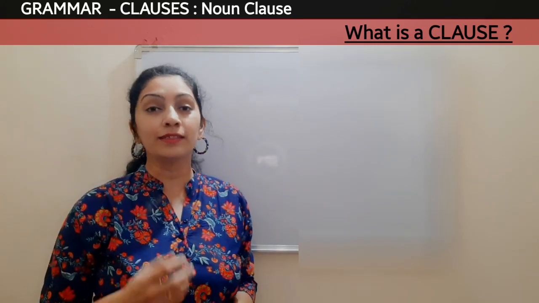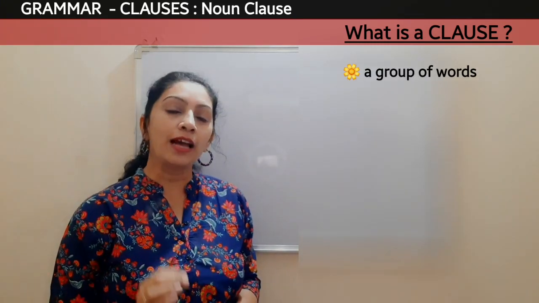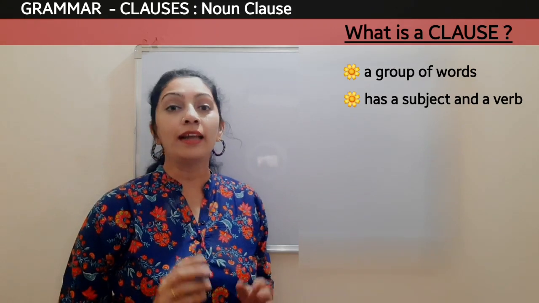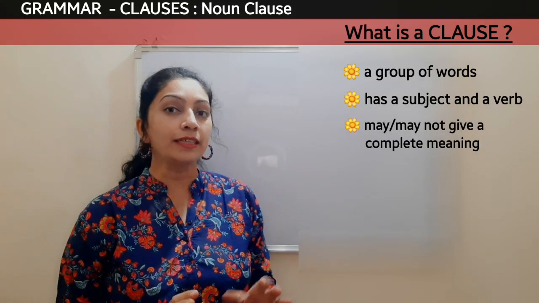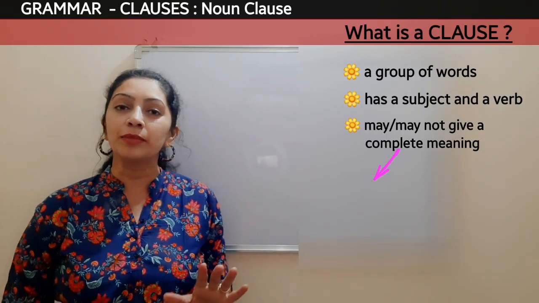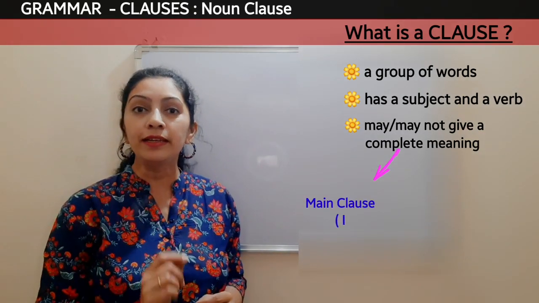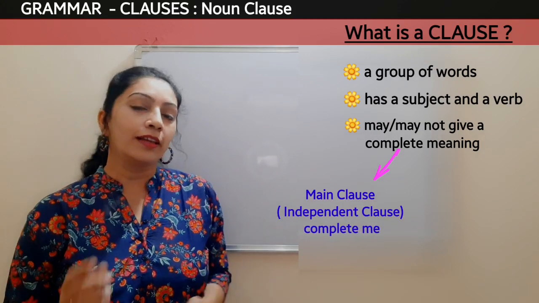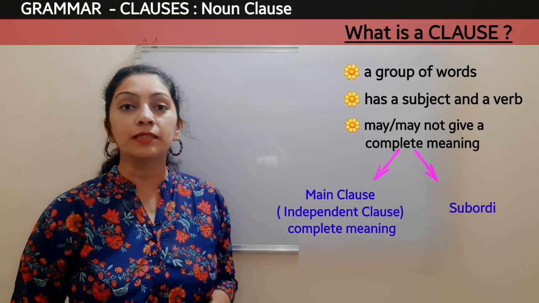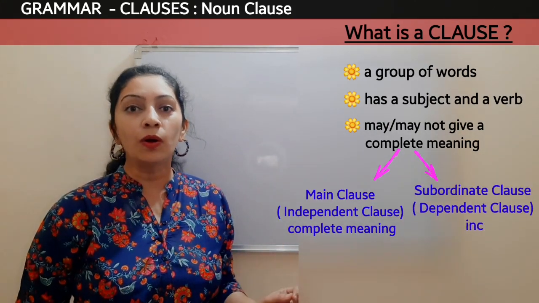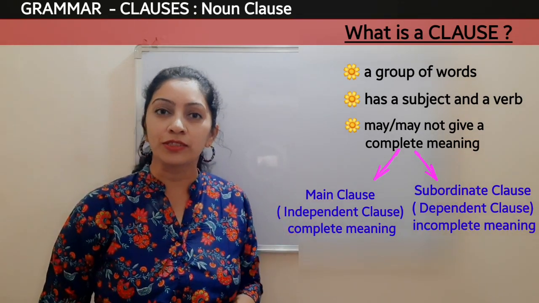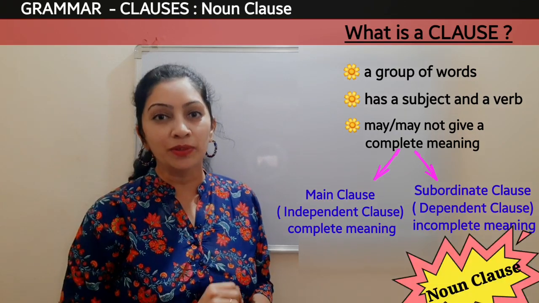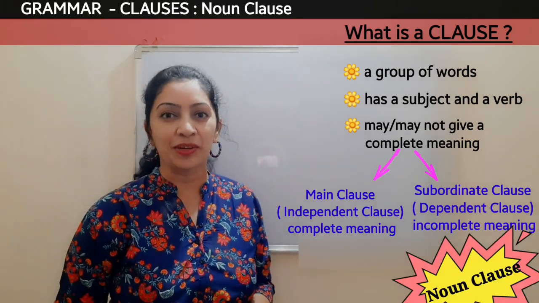A clause is a group of words. It should have a subject and a verb, and it may or may not have a complete meaning. In case it has a complete meaning, it is termed as a main clause or independent clause, or if it doesn't convey a complete meaning, it is termed as subordinate clause or dependent clause. Now, under this subordinate clause section, today we are going to learn about noun clause. So let's start with the session now.